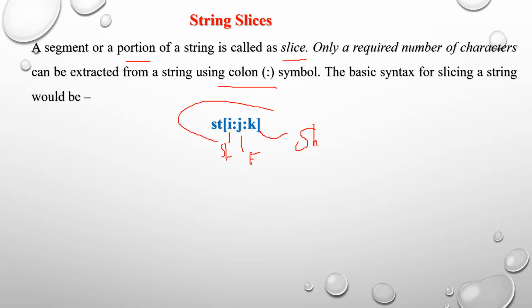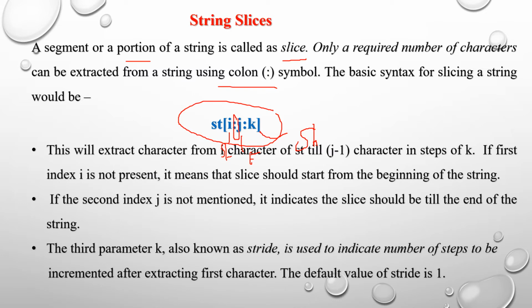So this syntax is similar to the range function. In the range function we use start value, comma, end value, comma, step size. Instead of commas, here we are using the colon symbol. So this will extract from the i-th character of the string till the j minus 1 character, in steps of k.